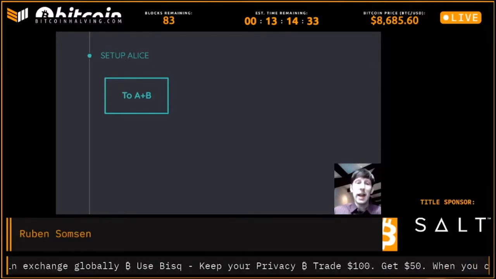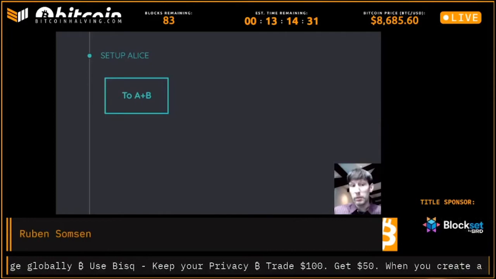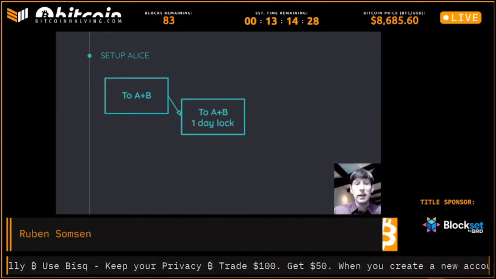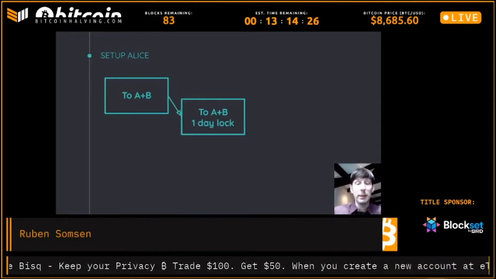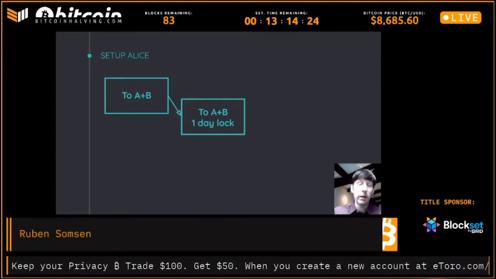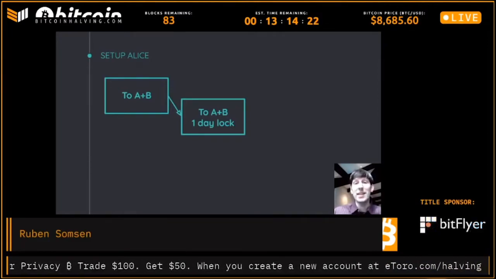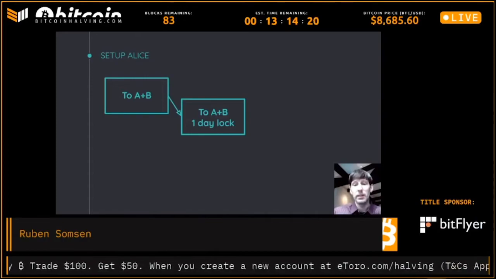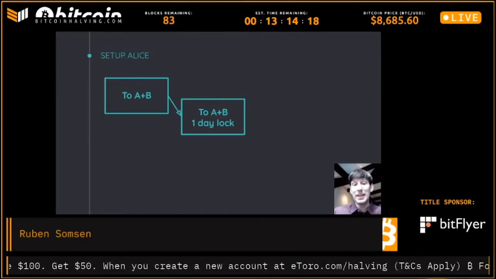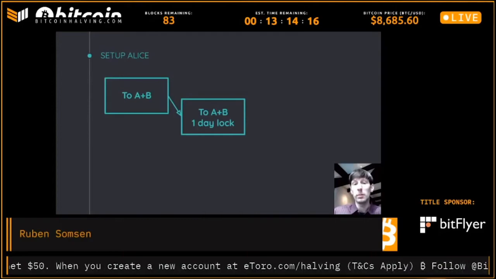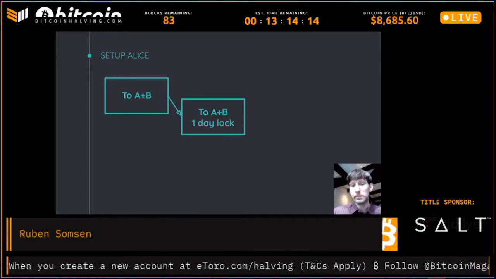So before we actually put this on the blockchain, we make some preparatory transactions. And the first one is actually almost the same. It's, again, Alice and Bob. However, this one has a 1-day time lock. And this is a time lock that's on the transaction level, meaning that this transaction cannot even go to the blockchain until 1 day has passed.